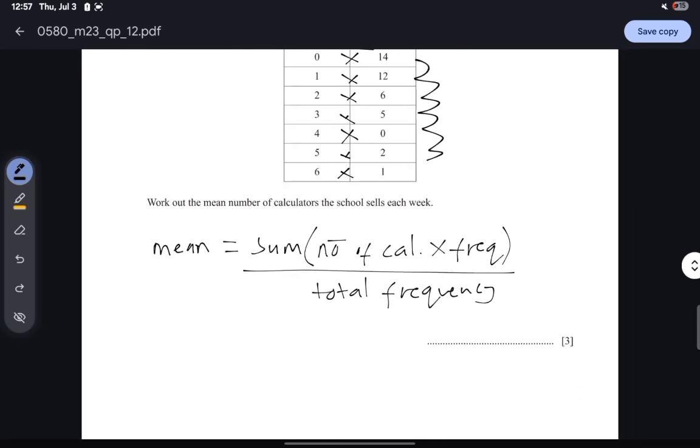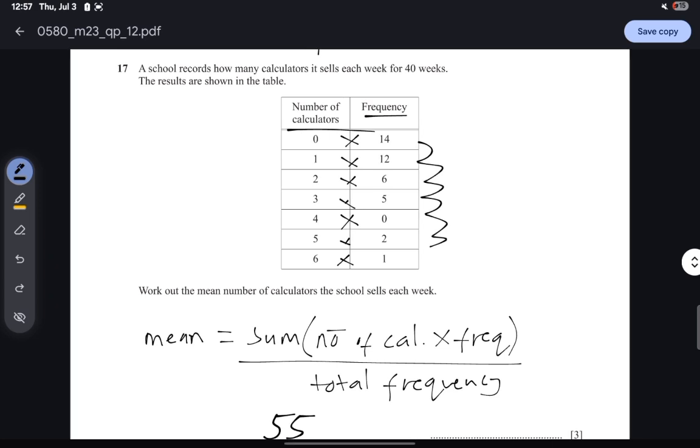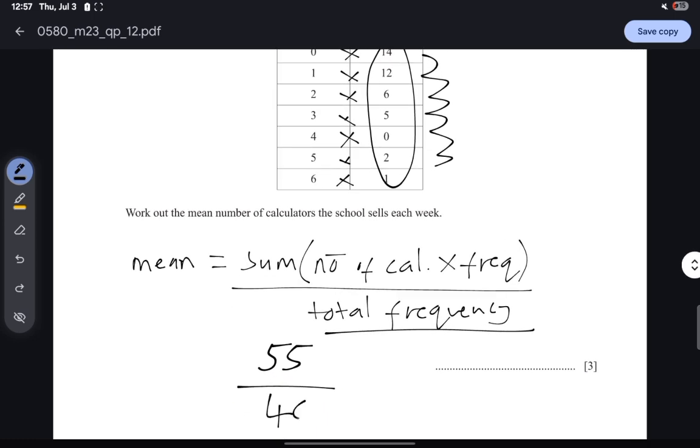Then after adding that, I'm sure you get 55. After getting your 55, you get the total frequency. So meaning you just add all these, and they add up to what? They add up to 40. So you divide by 40, then you get your 1.375.